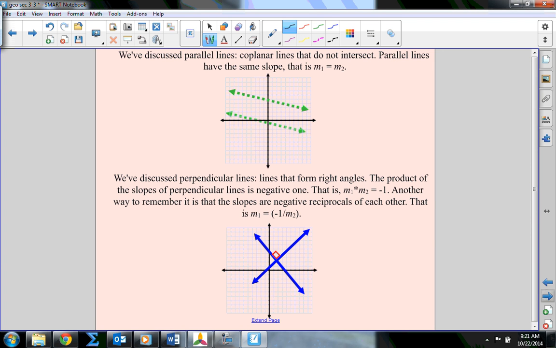Now, we've talked about parallel lines as being coplanar lines that do not intersect. Well, that means that they rise and they run at the same rate. And if they rise and run at the same rate, that means their slopes are the same. So if 2 lines are parallel, their slopes are the same, and we remember it by saying m1 equals m2.